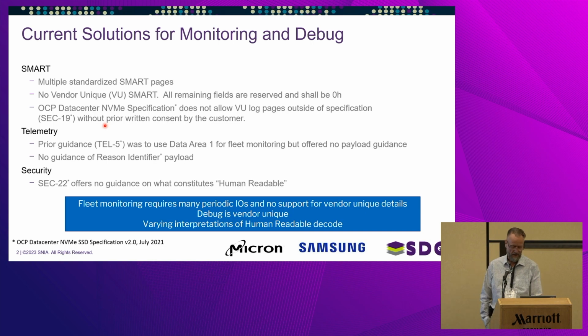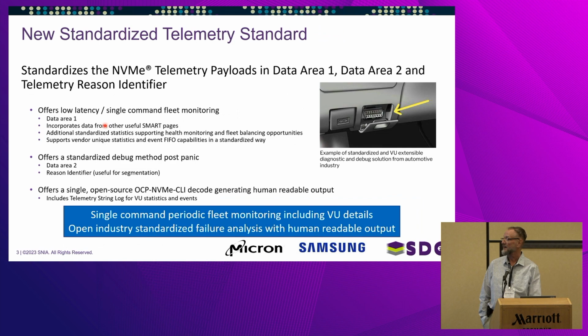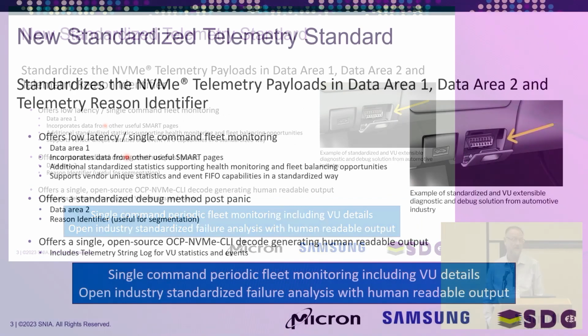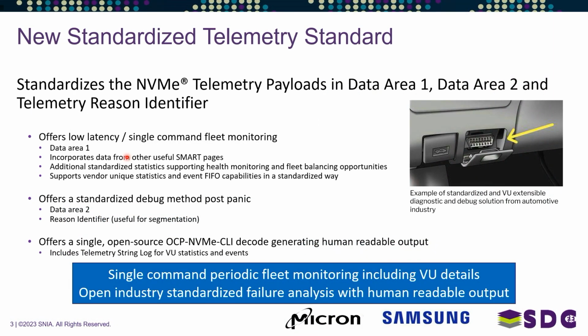And so as an initiative, as a part of the OCP 2.5 spec, we've worked on a new standardized telemetry model. At a high level, what we're standardizing is the telemetry payloads in data area 1 and 2, as well as the reason identifier. Mike will go into some more details on this.